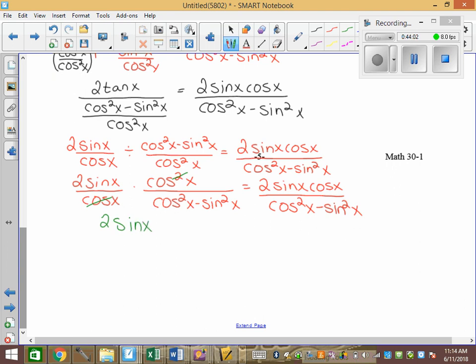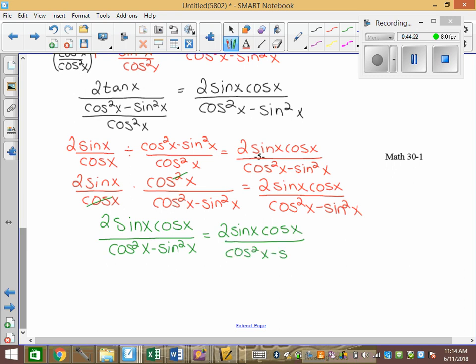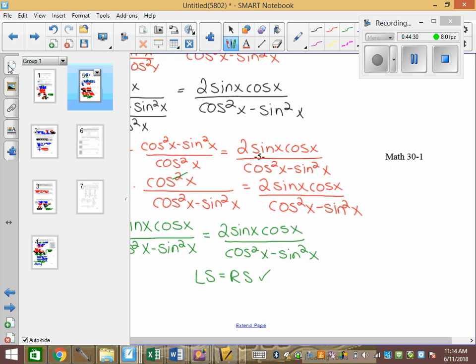This is correct. 2 sine x cos x. And you have to write the x's. You can't just write 2 sin cos. I don't even know what those are. That would be bad. So that one's right.